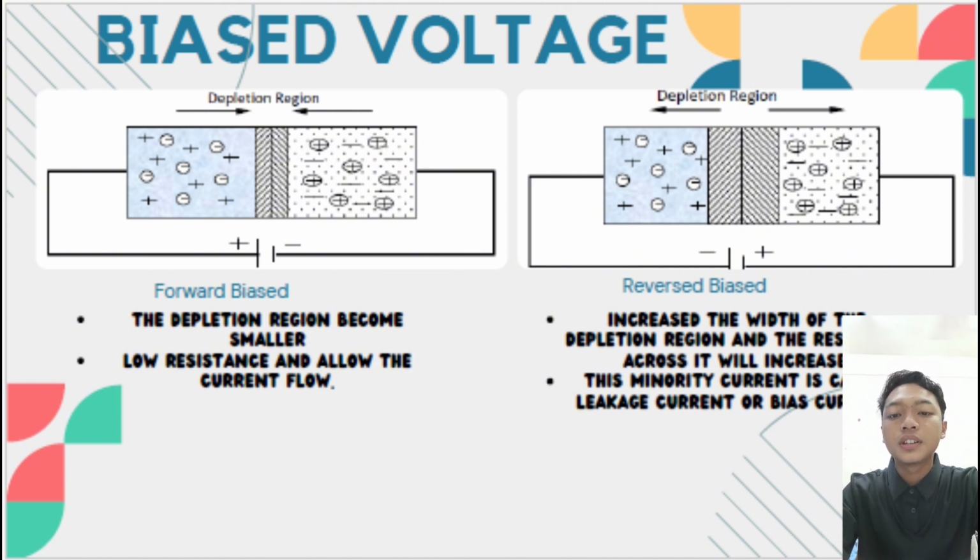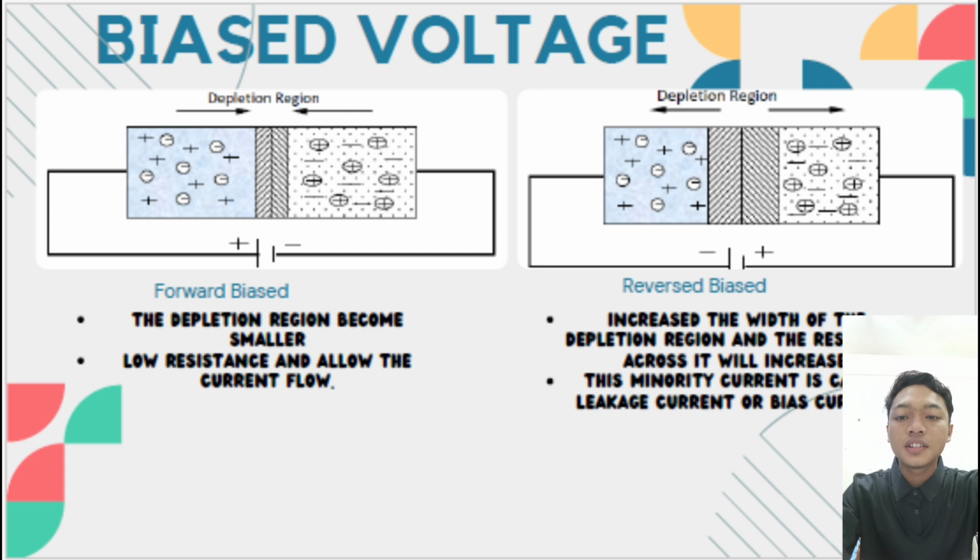Now, let's move to the reverse bias condition. Shown in the diagram on the right, here the battery positive terminal is connected to the N-type side, and the negative terminal is connected to the P-type side. This setup causes the depletion region to widen. As a result, the resistance across the junction increases, preventing significant current flow. However, a small current still flows, known as leakage current or bias current, which is caused by minority carriers, but this current is usually negligible unless the reverse voltage is very high.